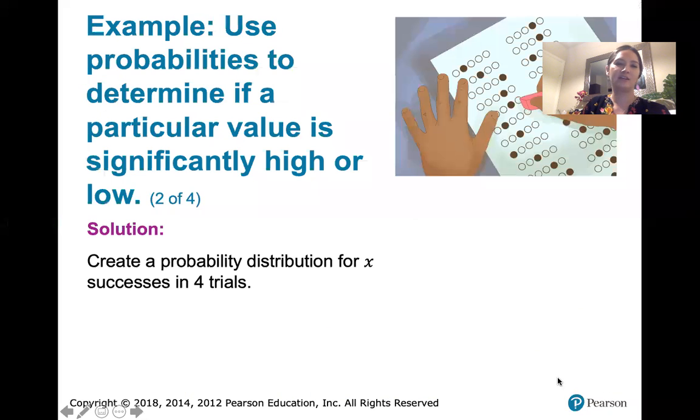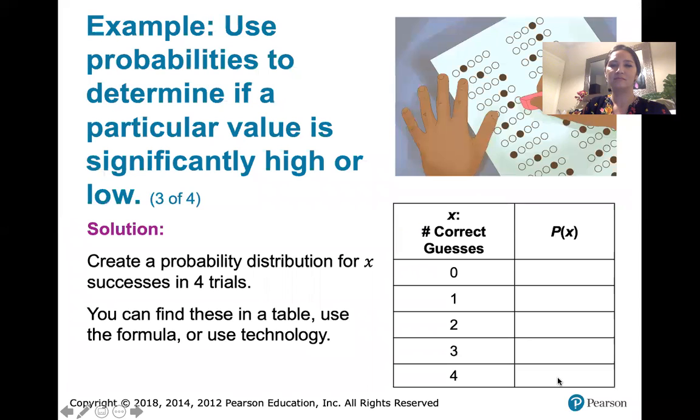All right, so we're here. And this is what we found using technology and looking them up in a table. If we had used the formulas for probabilities, we would have looked at combinations and then multiplied by the probability of success raised to the x power, multiplied by the probability of failure raised to the n minus x power, where n minus x is the number of failures. If you would have worked all that out, you would have gotten these probabilities as well.